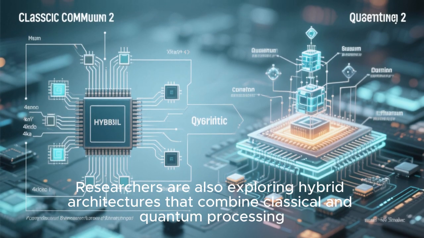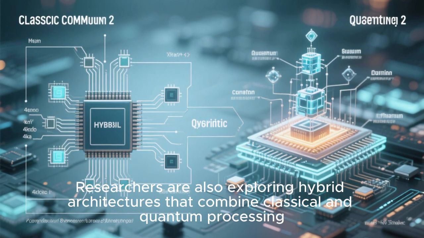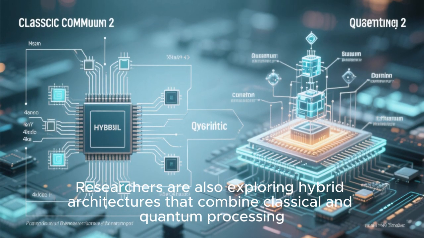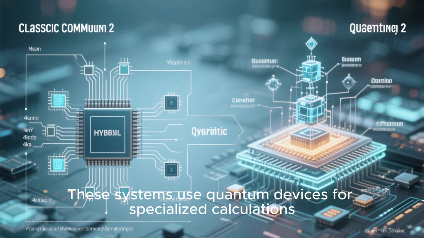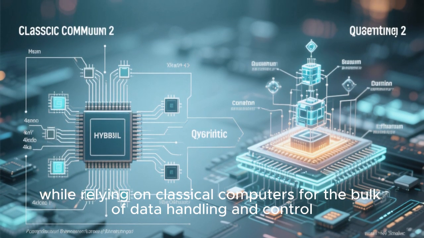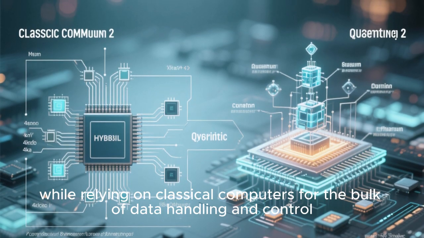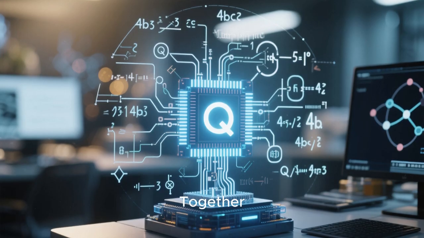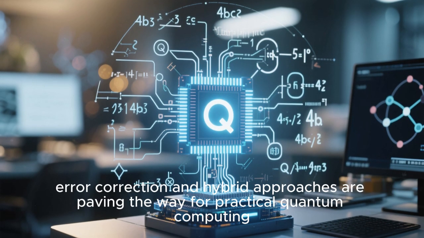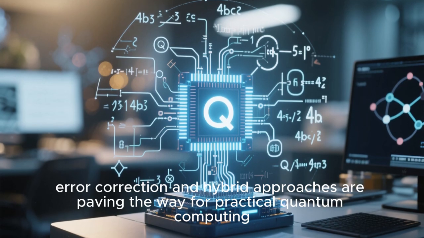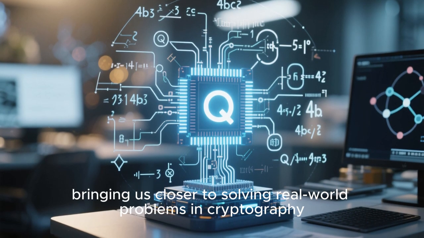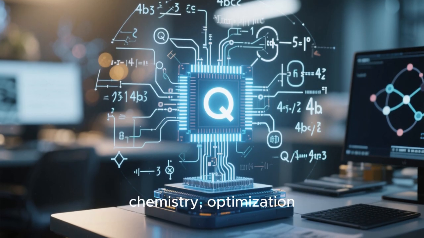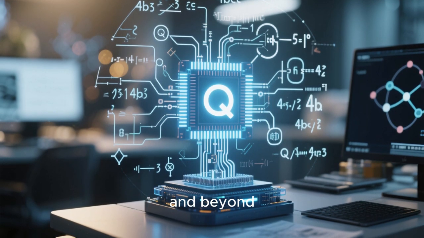Researchers are also exploring hybrid architectures that combine classical and quantum processing. These systems use quantum devices for specialized calculations, while relying on classical computers for the bulk of data handling and control. Together, error correction and hybrid approaches are paving the way for practical quantum computing, bringing us closer to solving real-world problems in cryptography, chemistry, optimization, and beyond.